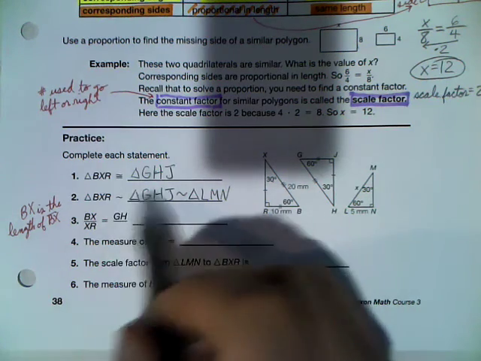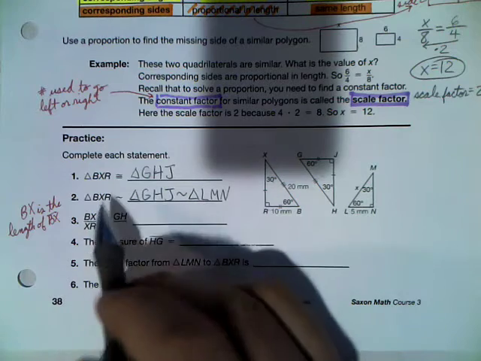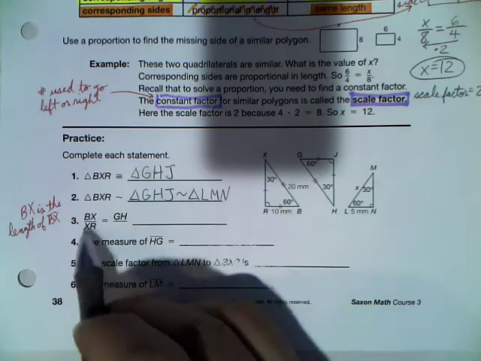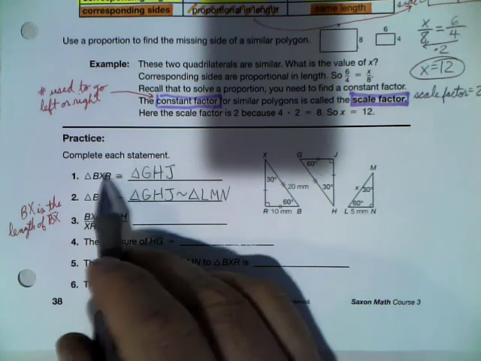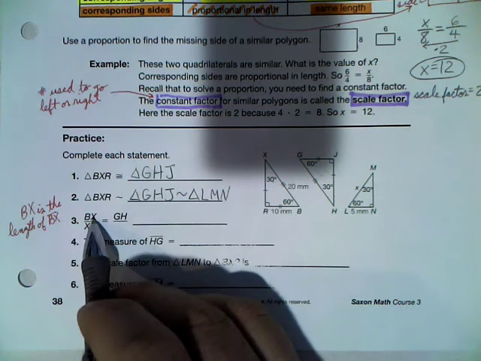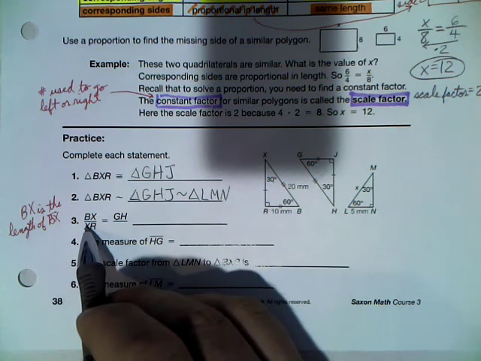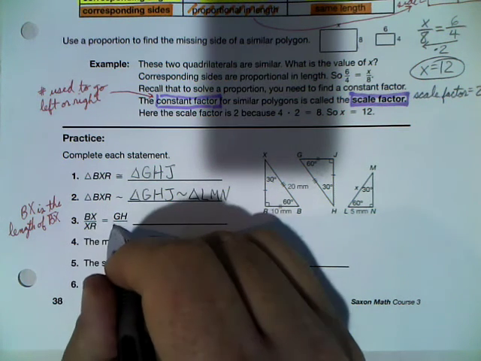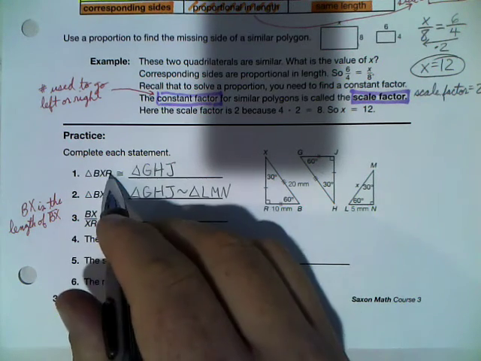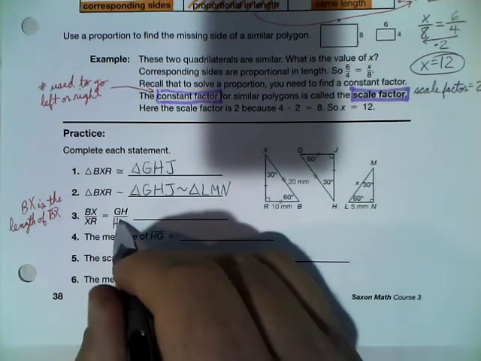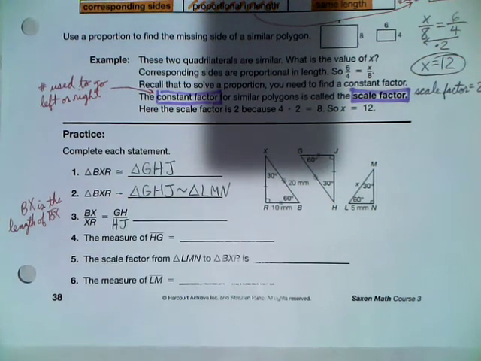Well, using these similarity statements and these congruent statements up here, we should be able to fill this in real easy. We know that B corresponds to G. That's why this is B, that's G. We know that X corresponds to H, which is why this is X, and that's H. So down on the bottom, we already know that X corresponds to H. So I know this is going to be H. And then R corresponds to J. So I don't even have to look at the figure. I can use the similarity statement there.